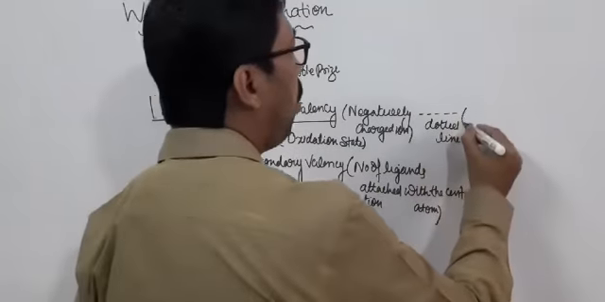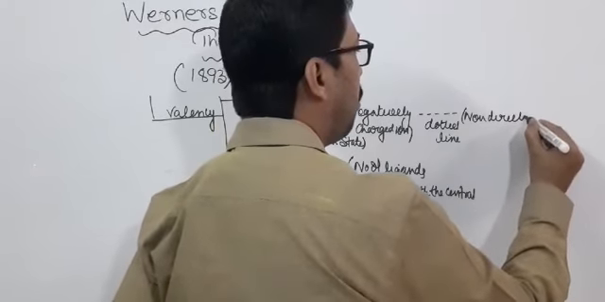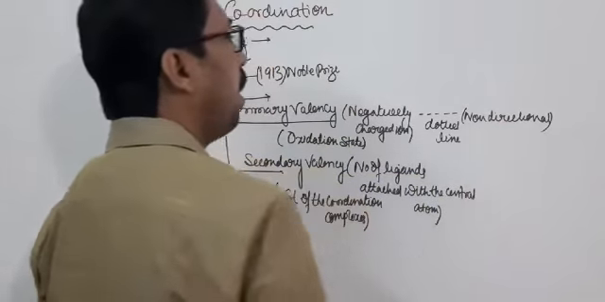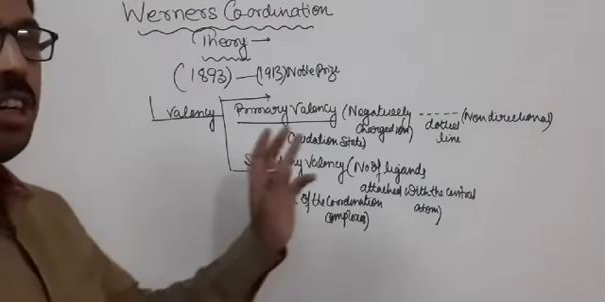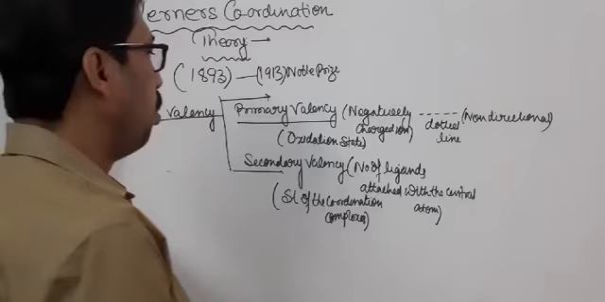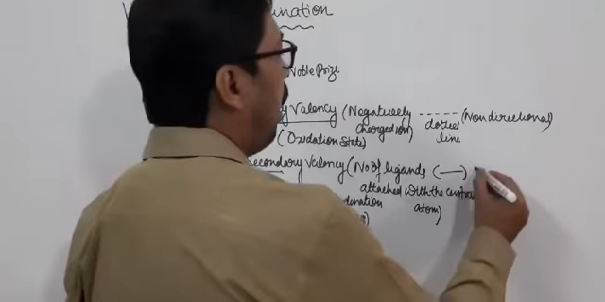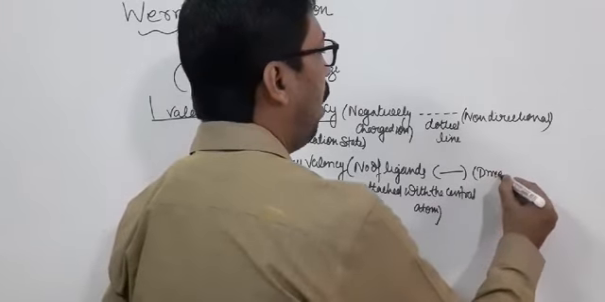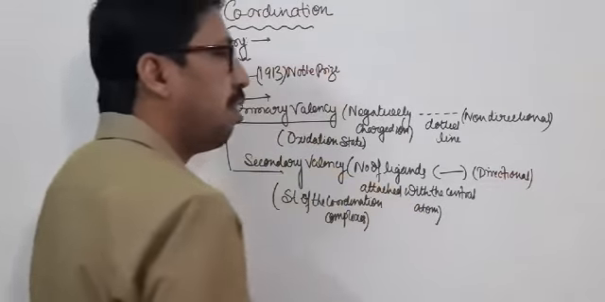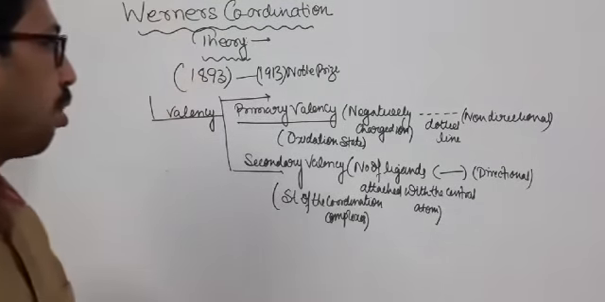and it is non-directional. In any direction around the central metal atom, we can put the primary valency, whereas secondary valency is represented by the solid line, and it is directional. Since it is directional, it provides the idea about the geometry of the complexes.